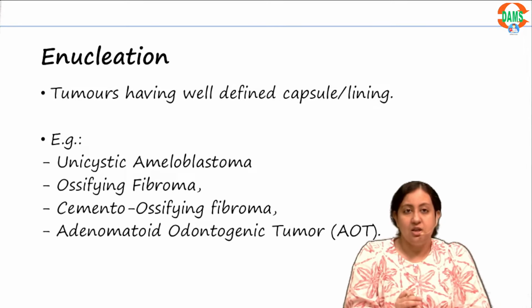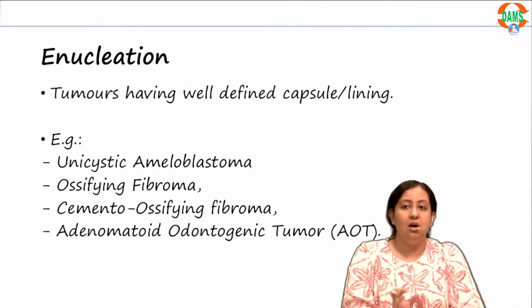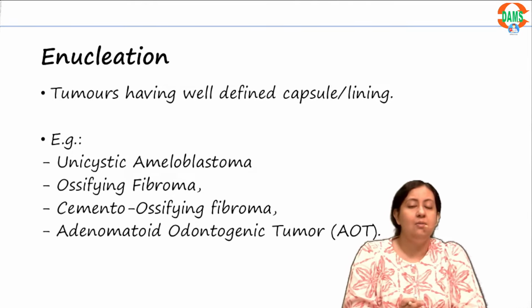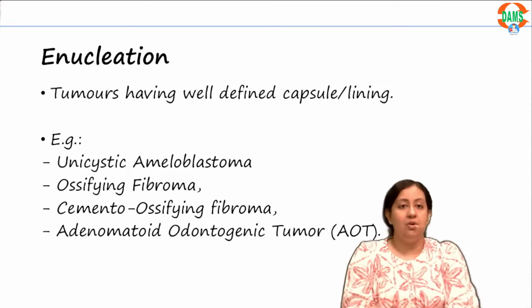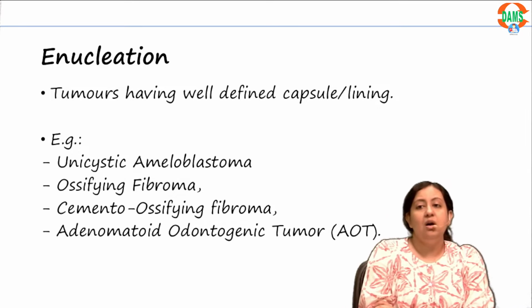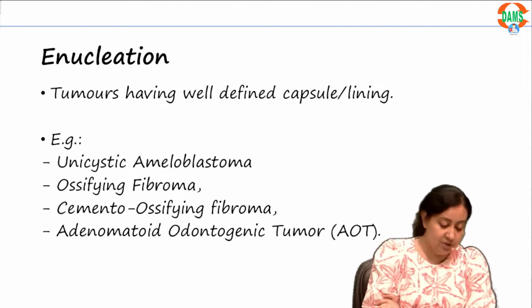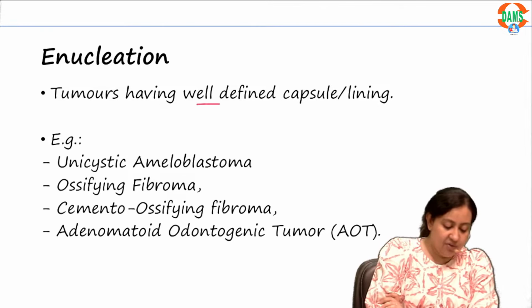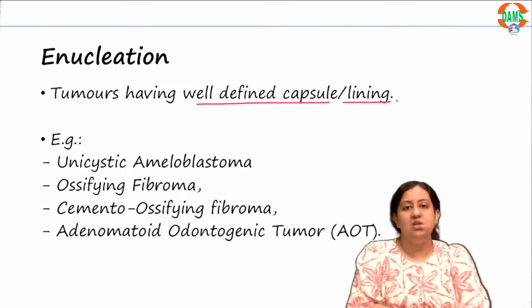So I would again suggest, please take 5 minutes today and go back to the previous session. Just revise the enucleation part so that things get reinforced and you can recall them well. Like we all know, enucleation is done for pathologies which have well-defined capsules or a lining. So they are done for well encapsulated or well-defined lesions. Okay, enucleation is done for well encapsulated or well-defined lesions.